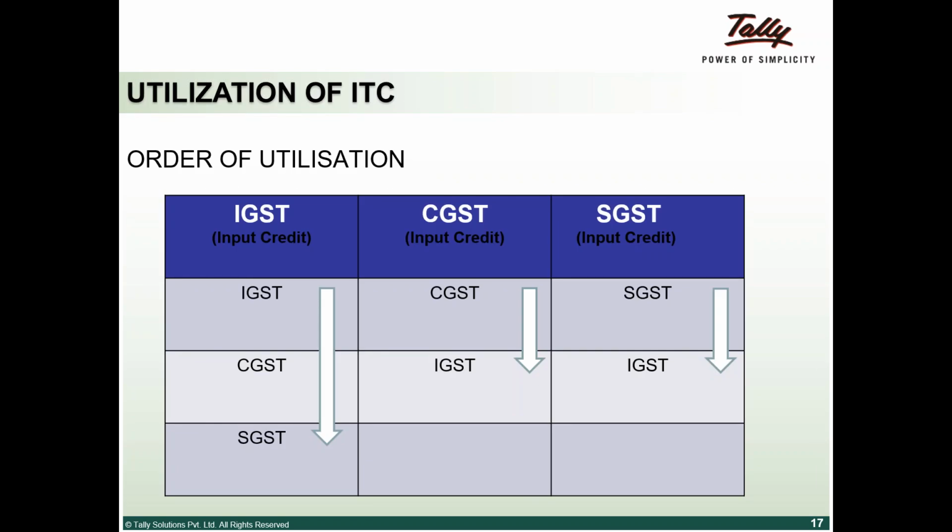Basically, there are three buckets of input credit available for any businessman: IGST credit, CGST credit, and SGST credit. How can we utilize these? IGST credit has to be first utilized for IGST tax payment. The blue colored ones are input credits; below that are tax payable. IGST credit can be first utilized for IGST tax payment, and then after that it has to be utilized for CGST, then for SGST.